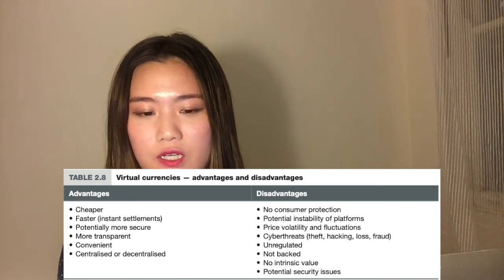So centralized virtual currencies are controlled by a single administrator, so usually the developer of the platform, who acts as the intermediary in the transactions, whereas decentralized virtual currencies use cryptography to establish trust between participants and thus eliminate the need for an intermediary. What does that mean? So centralized virtual currency has an intermediary, so it is regulated, it is controlled by an administrator, whereas decentralized, it has no intermediary.